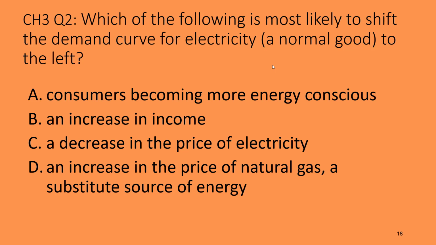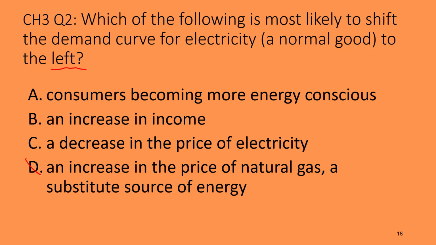Let's go ahead and start here at the end. It says an increase in the price of natural gas, a substitute source of energy. So that is answer choice D. If we have an increase in the price of natural gas, that means people will use natural gas less, and that means that they'll use energy or electricity more. So that will increase the demand for electricity. That's a shift to the right. We're asking which one shifts the curve to the left, so we know it's not D.